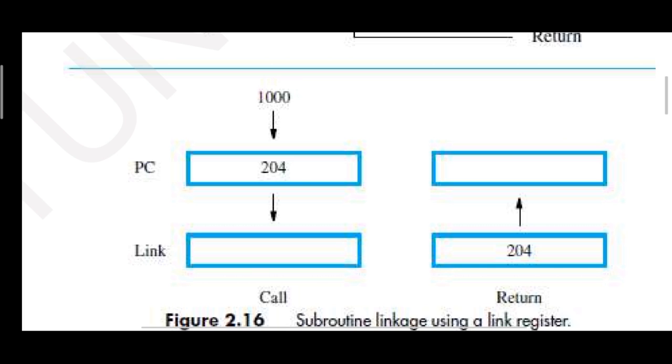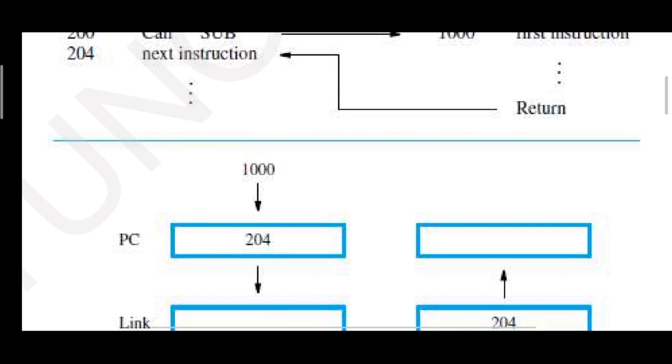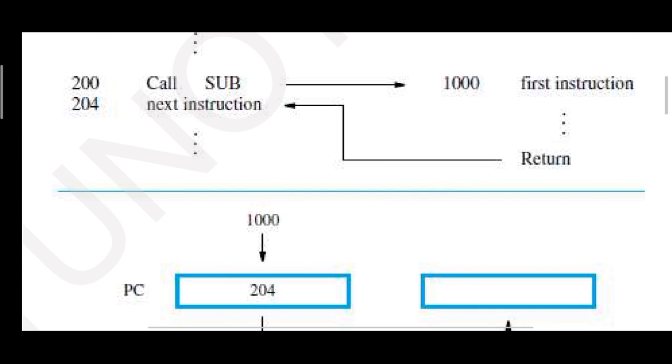Then the things will be kept on the link register. This 204 value will be stored on the link register because PC is updated. PC is updated to 1000. The 204 will be placed onto the dedicated register. As I told you earlier, the special purpose register used for subroutine linkage, the link register, holds the intermediate value. 204 it will be holding. Once the return is executed, it will send that value 204 back to PC. So PC will contain the next instruction address. That's it.